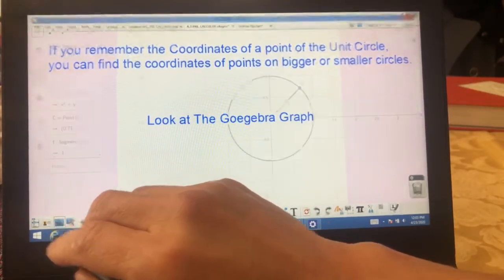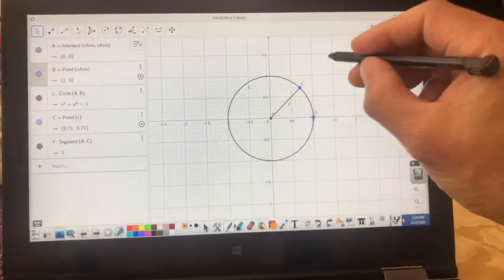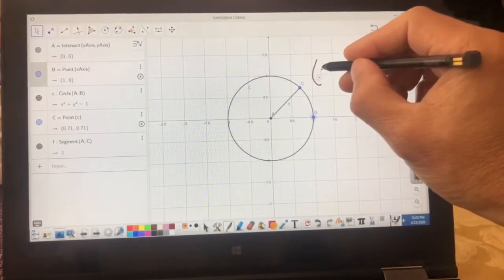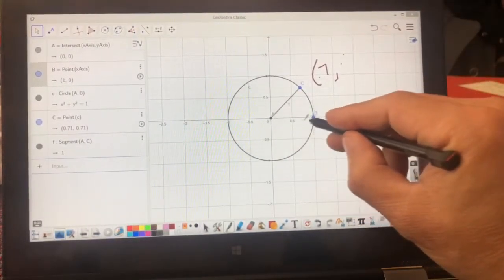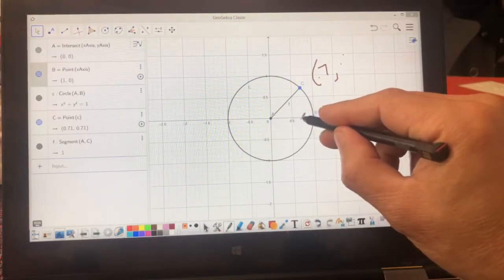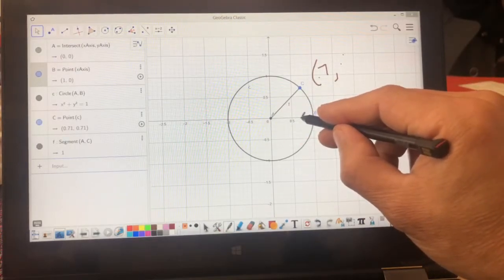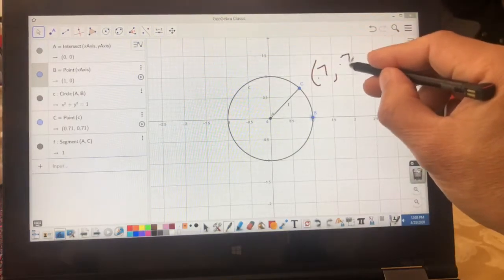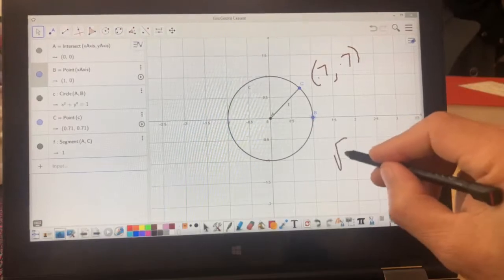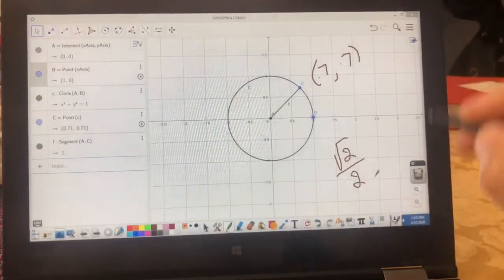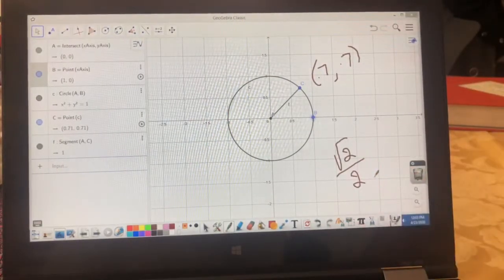Let me go into my writing tool. So I got 0.7 here and 0.7 there, right? If you look at it, that's about 0.7, because 0.5 is here. 0.7 on the x and 0.7 on the y, all right? So now if you take the square root of 2 divided by 2, that is exactly 0.7.